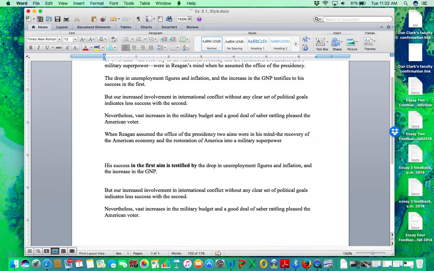And the way you'd get that double, that's the dash. The way to get that is just to type the word right after it and then put a space and then you get the dash like that. Okay. So now let's see what it looks like. When Reagan assumed the office of the presidency, two aims were in his mind: the recovery of the American economy and the restoration of America into a military superpower.